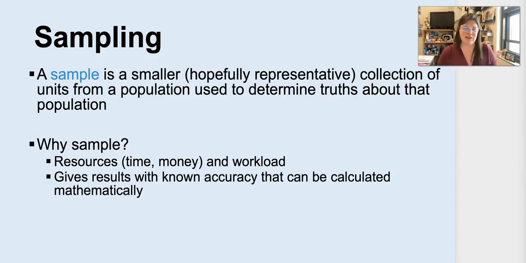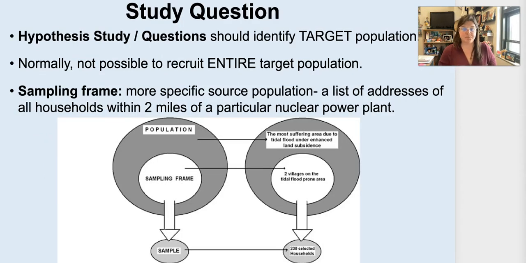Hopefully representative collection from the population that determines why do we sample: resources, time, money, workload. We can't always get all of them. But then we can also look at mathematical accuracy and how this then infers back to that total population. So it works out really well.